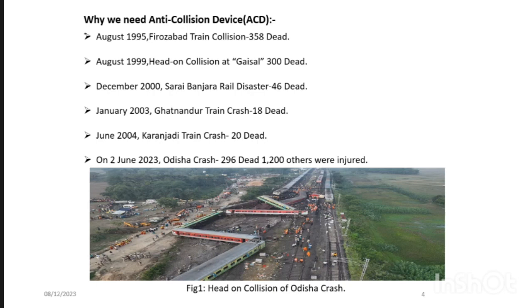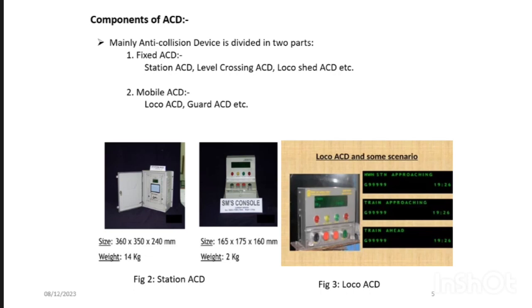Moving to the next slide, we have the components of ACD. Mainly, the anti-collision device is divided into two parts. First, fixed ACD, which consists of station ACD, level crossing ACD, loco set ACD, etc. Secondly, mobile ACD, which consists of loco ACD and guard ACD, etc.